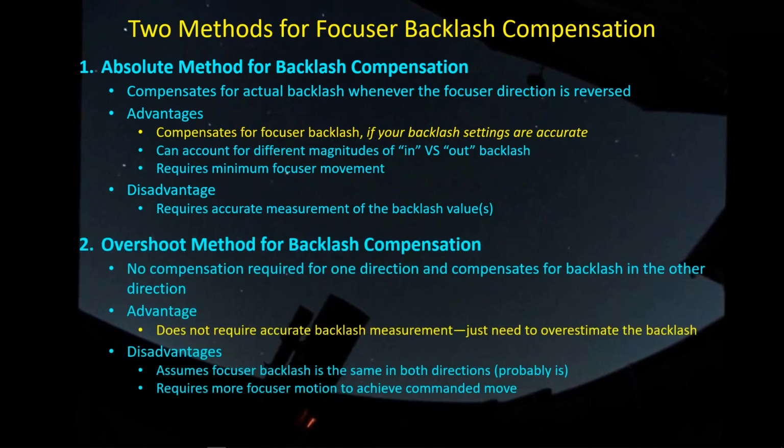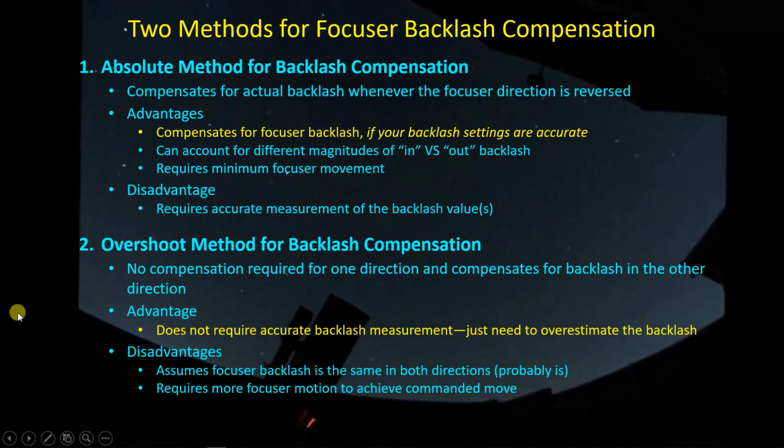There are some real advantages to using the overshoot method of backlash compensation. First of all, the overshoot method starts off with your system in contact for either inward motion or outward motion, so that when you make a focus change in the opposite direction, that's the direction that you have to compensate for backlash. Focuser motion in the other direction, where the gears are already in contact, there is no backlash, and it's just a direct ask for a step, get a step kind of arrangement.